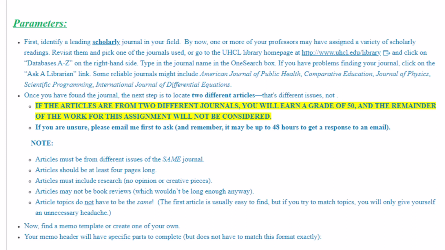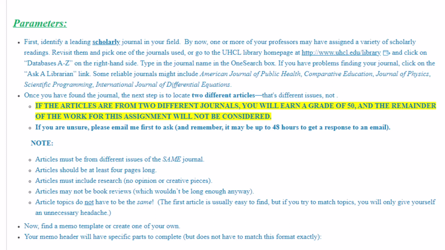And here's the key thing. The two articles do not need to be related. You might have one on the psychology of adolescence in private schools, and you might have another that is on how to potty train a toddler. These two things are not related, but they could be published in the same journal.